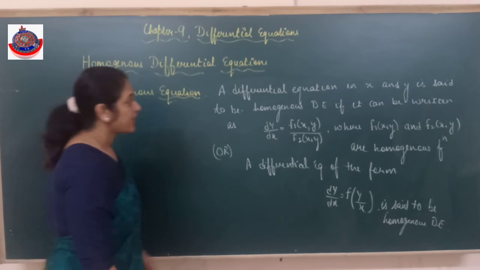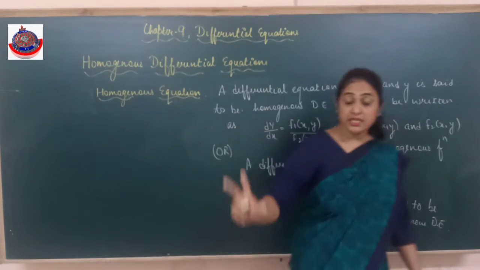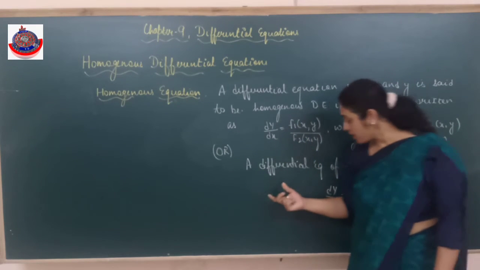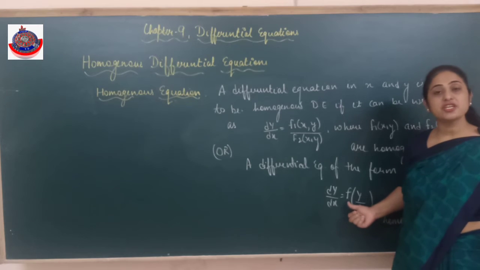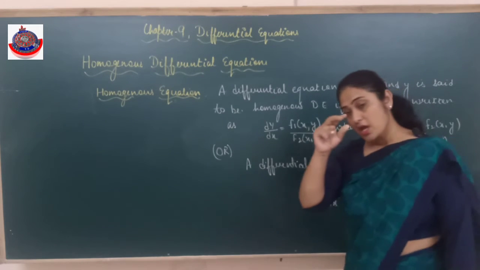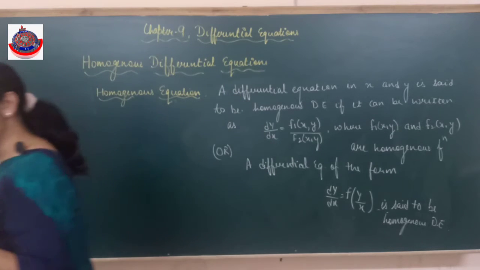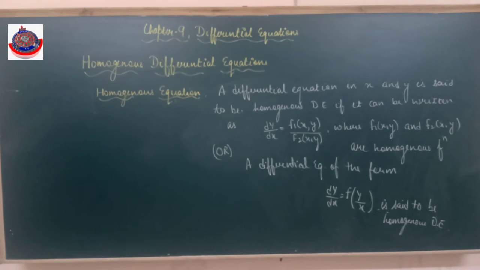Is it clear? That means the equation, either it is in the form of dy upon dx where these two functions are homogeneous functions, or if I take x common and the function can be expressed in the form of dy upon dx is equal to f of y upon x, then this differential equation is said to be a homogeneous differential equation. Let's pick up one or two examples to check whether they are homogeneous equations or not. Alright, let's check.